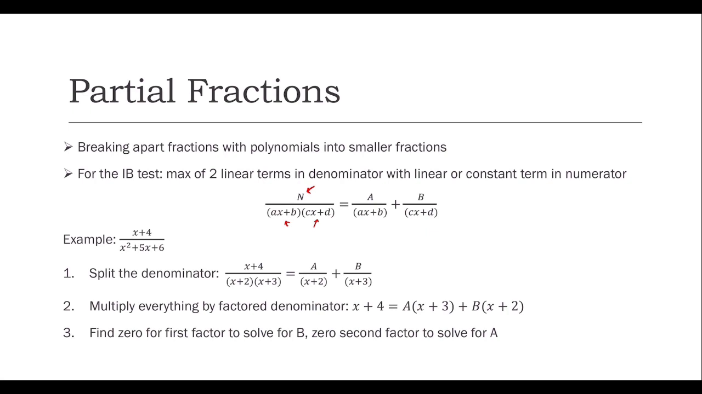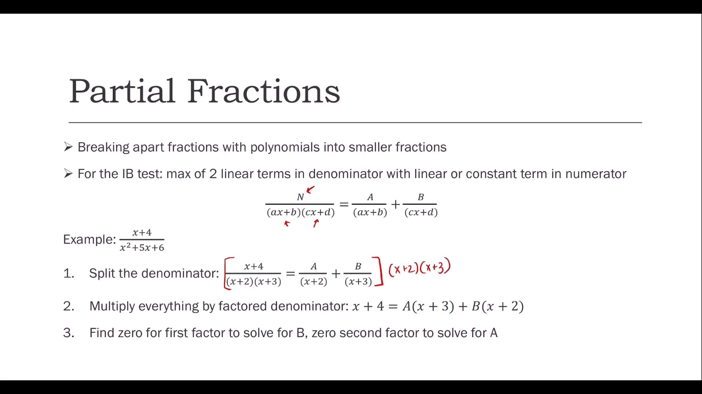The first thing you'd do is split the denominator, which x squared plus 5x plus 6 can be factored to x plus 2 times x plus 3. Then you would write that x plus 4 over your factored form equals a over your first factor plus b over your second factor. Then you would multiply everything by the factored denominator. So we'd multiply this entire equation by x plus 2 times x plus 3.